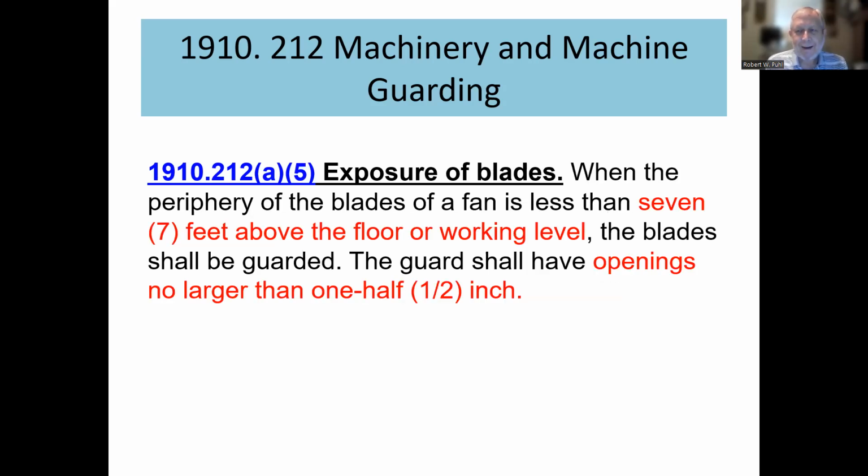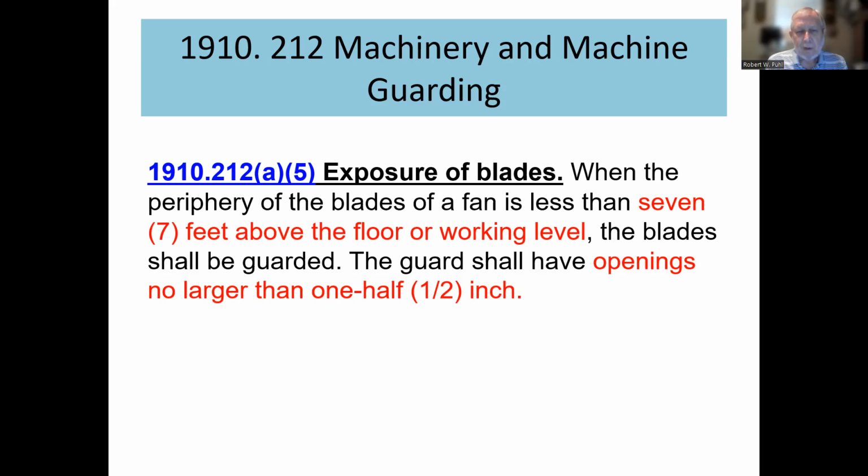Exposure of blades. All right, this one is really, really common. You would think it's not nowadays, but you'll find it. When the periphery of the blades of a fan is less than 7 feet above the floor or working level, the blade shall be guarded. The guard shall have openings no larger than 1/2 inch. Surprisingly, I have still found old fans that have the big openings in them in businesses 50 years after OSHA.